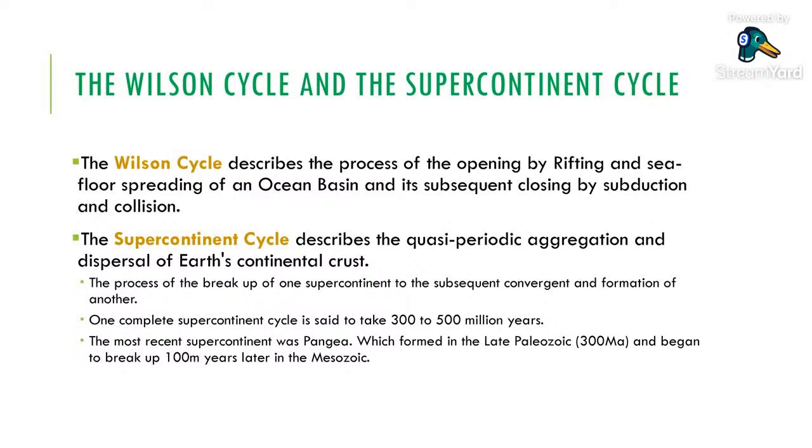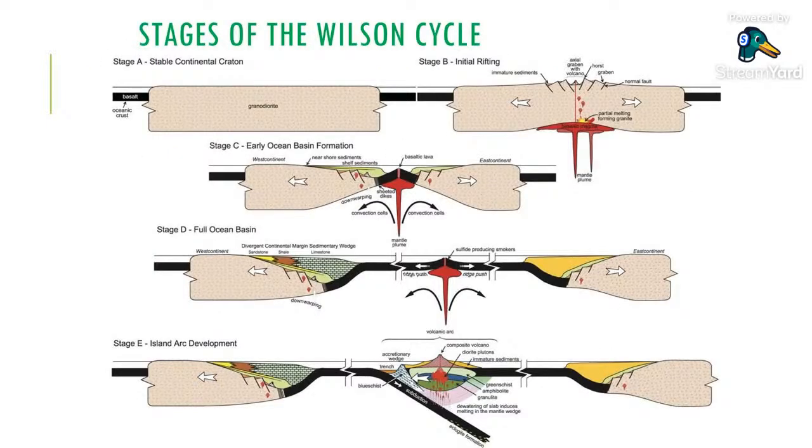And the process of a supercontinent breaking into smaller bits, and then those bits moving around and coming back together, is basically that process of the Wilson cycle. Because when the supercontinent is breaking away, it's breaking away by rifting and the creation of new ocean basins. And then those ocean basins will close by subduction and collision to lead to another supercontinent. Now, this is the Wilson cycle, and it's good we go over this very quickly.